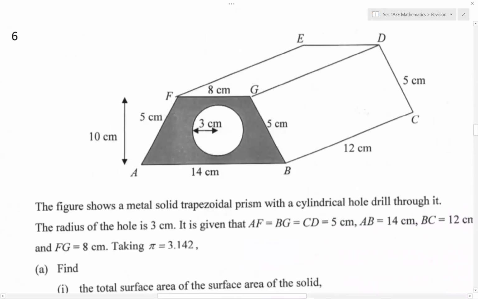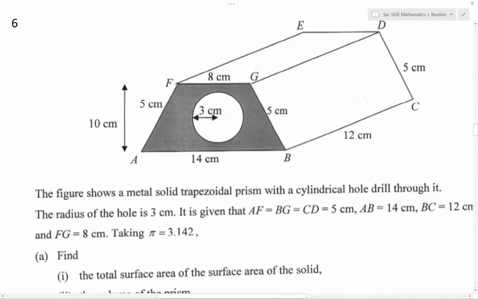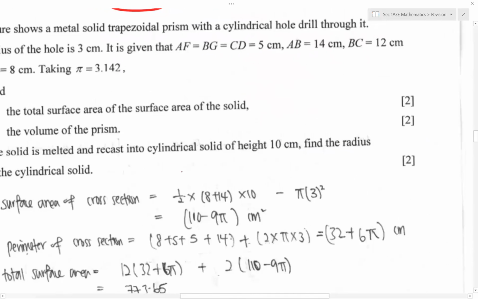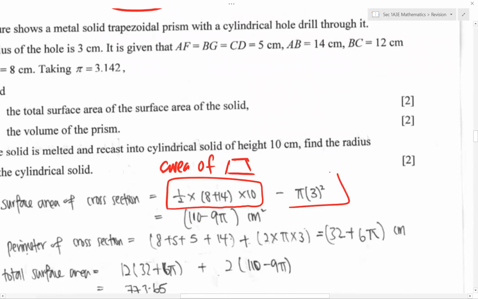So for the total surface area, we've got the formula again, 2 times the cross-sectional area. The cross-sectional area is the shaded part. The shaded area is found by area of trapezium minus area of the circle. So area of trapezium, half times 14 plus 8 times 10, that is area of trapezium first. Then we're going to minus away the area of the circle, pi r square. Okay, so far? So we have an answer in terms of pi because we want to keep it as exact as we can.